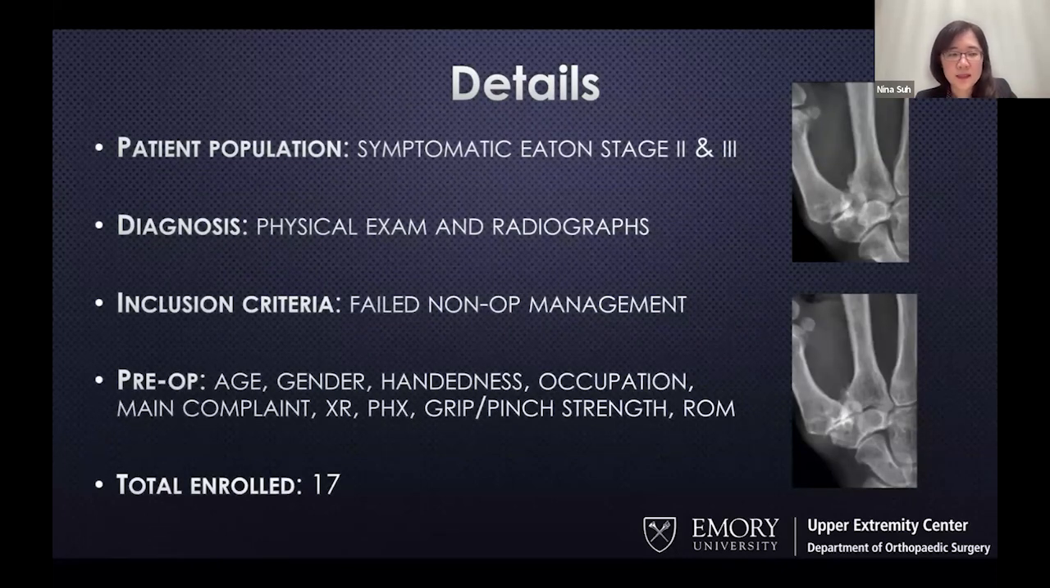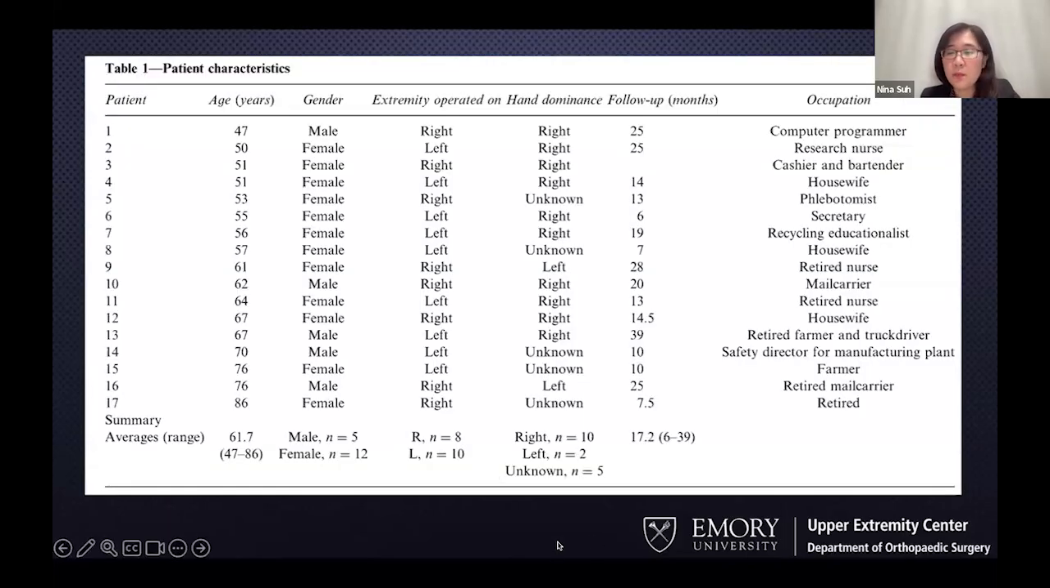And then pre-op measurements that they obtained were, of course, age, gender, right or left hand, the occupation, what their main complaint was. They also got radiographs, the physical examination, grip and pinch, and range of motion. In total, they enrolled 17 patients. This is their table 1 for their patient characteristics, showing obviously a predisposition for females, as well as the occupations were quite variable. Some were housewives or retired, so not doing as much manual labor, and some were manual laborers.